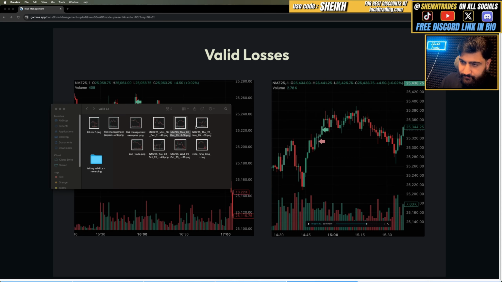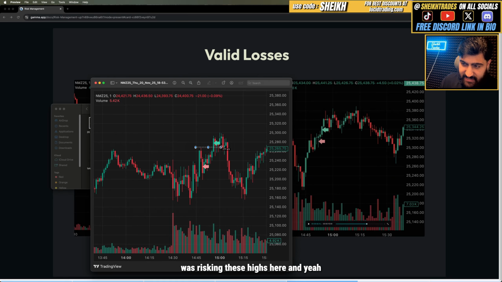Let's see. Then you've got this trade. You could see I took the shorts here, ate the L here, which I went over a couple minutes ago. And then I retried the short here, was risking these highs here. And yeah, I did get a bit of slippage around 3.4 points, which is normal. But yeah, that was my thesis. If it gets there, I want to be out. And as you could see, it did roll over and it would have worked.